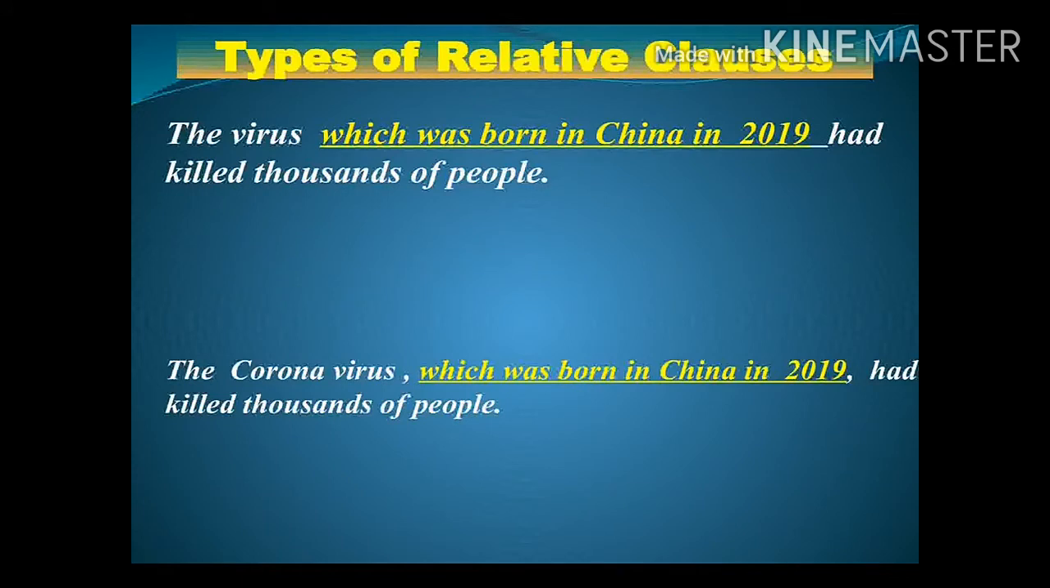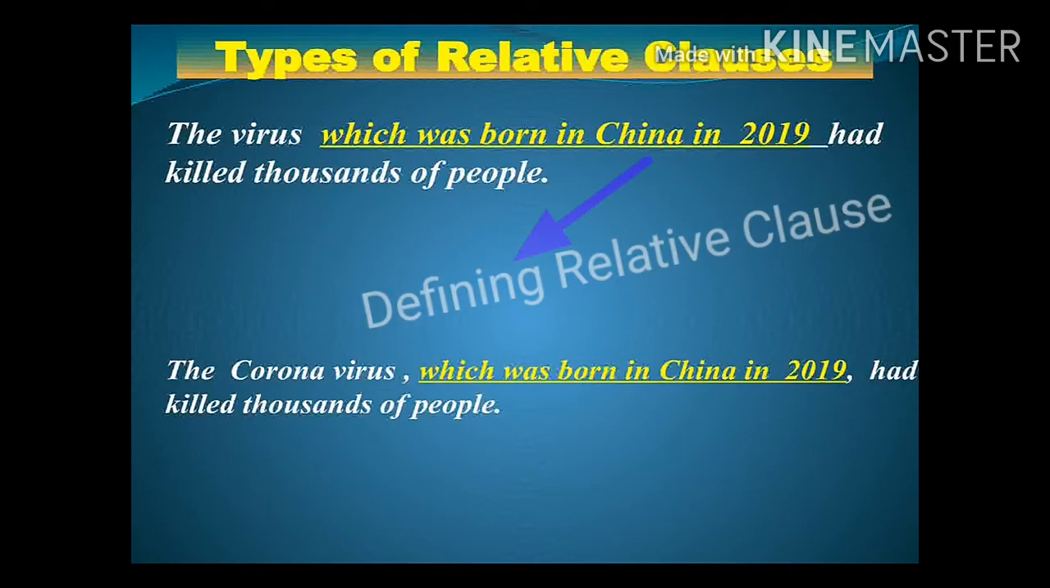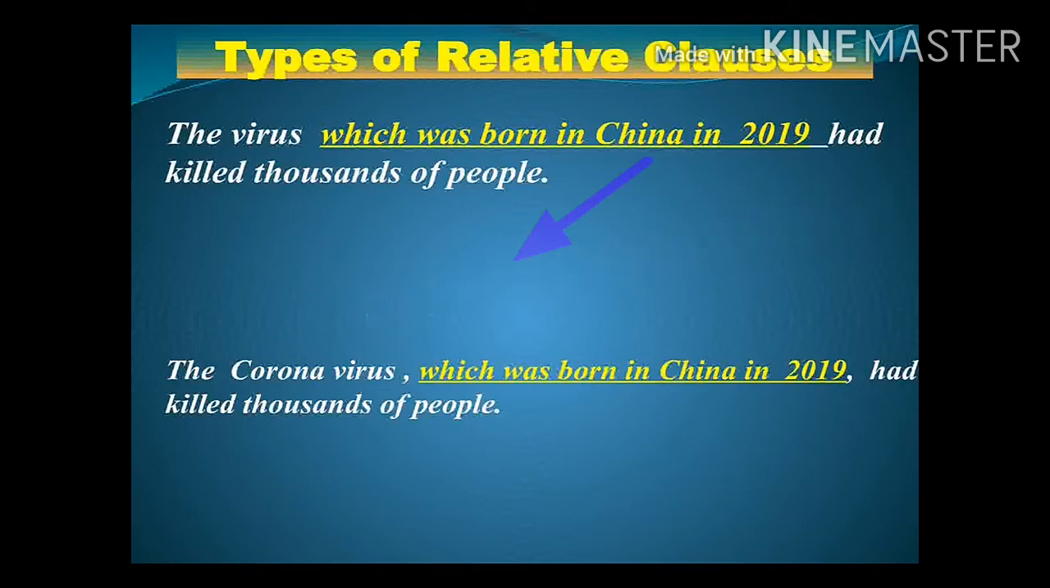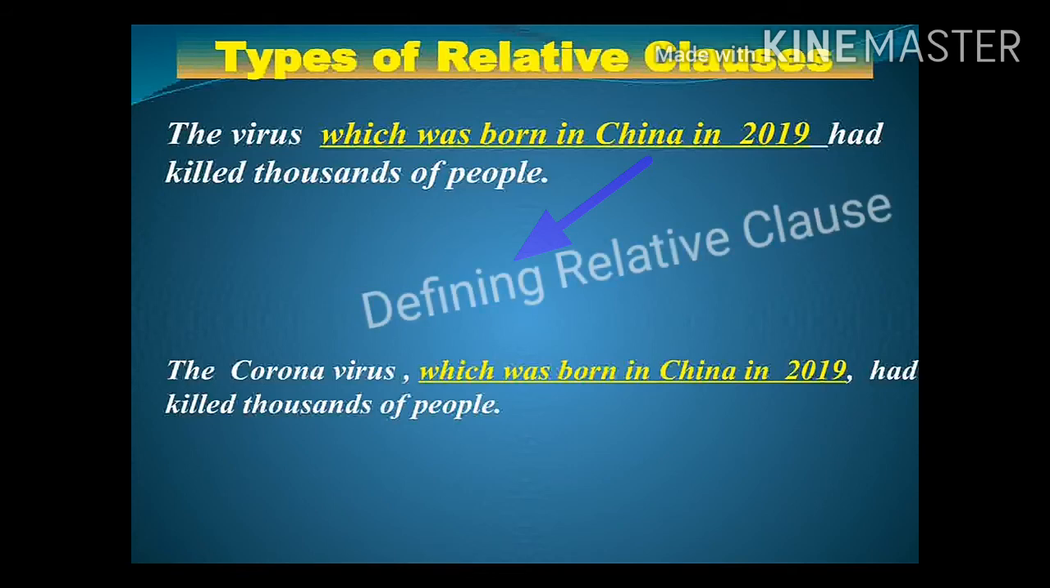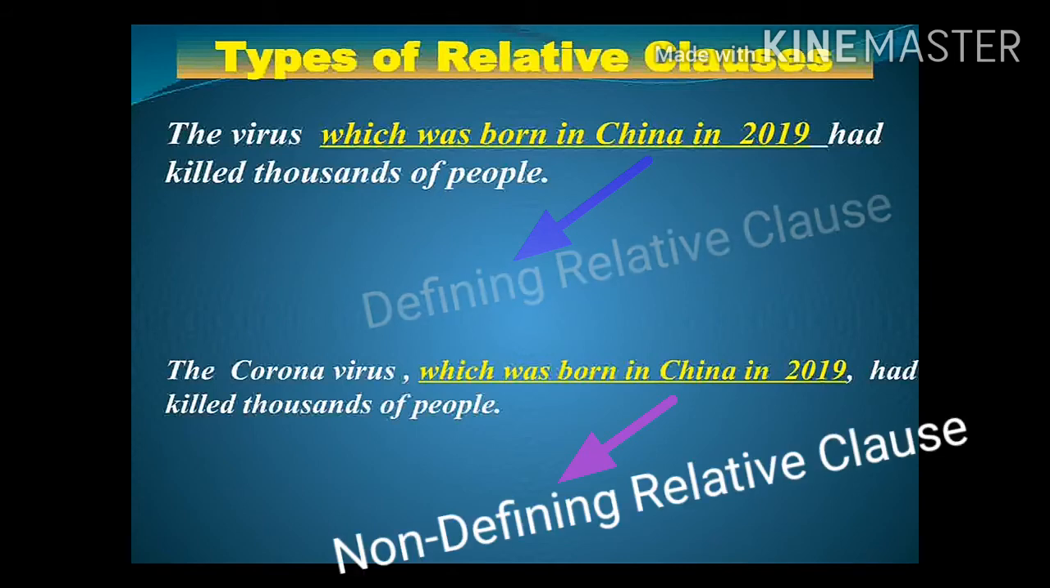Dear students, now we understand the types of relative clauses that we have. In the first example, the virus had killed thousands of people. In between we have added a clause, that is, which was born in China in 2019. By that we are able to understand that the virus was born in China in the year 2019. This information is very important to describe the noun the virus. That's why it is called a defining relative clause.